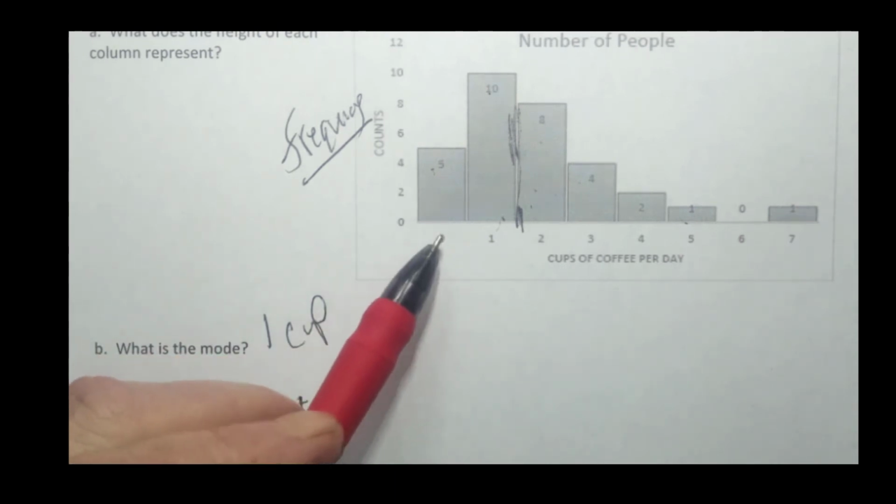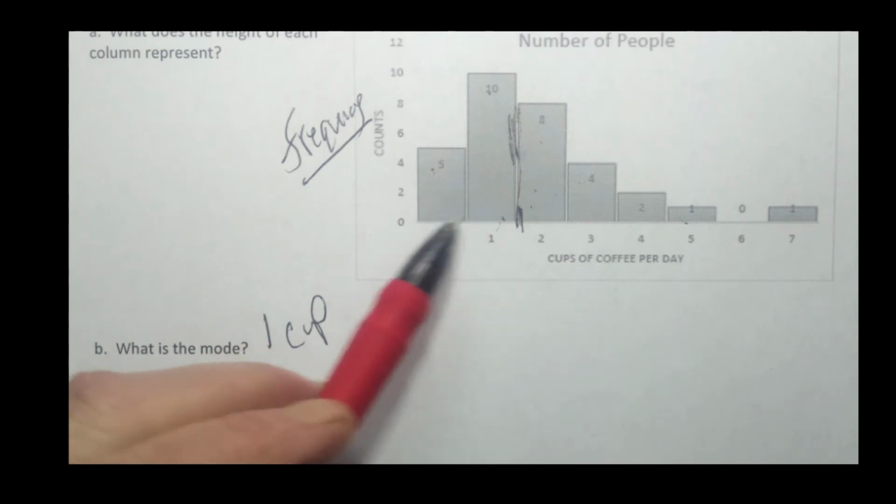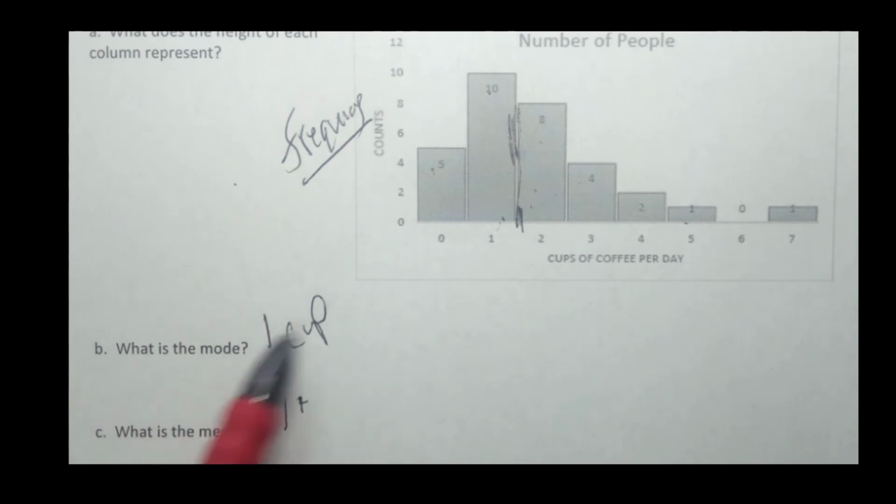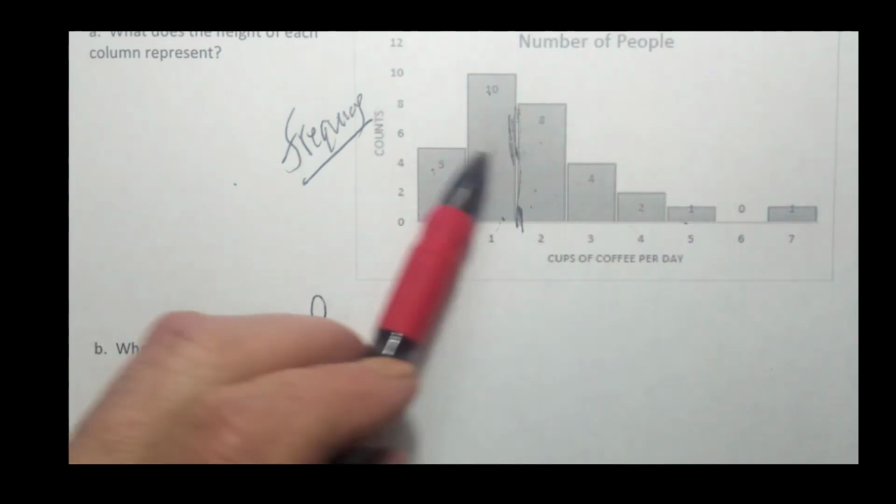Really, you need the data displayed differently, maybe in a column chart or something. Use Excel on it, because there's a lot of numbers here, right? Frequency.